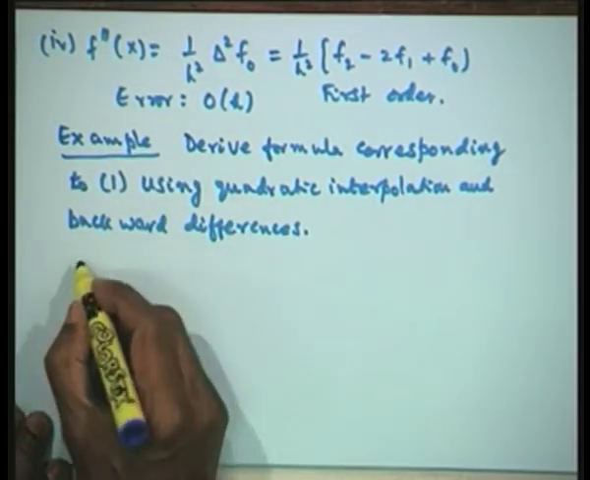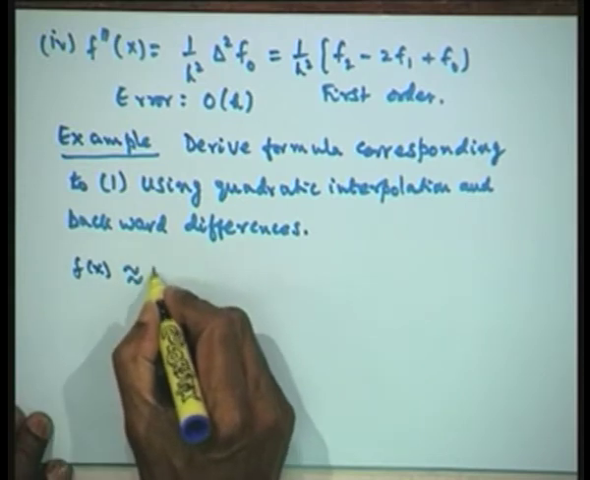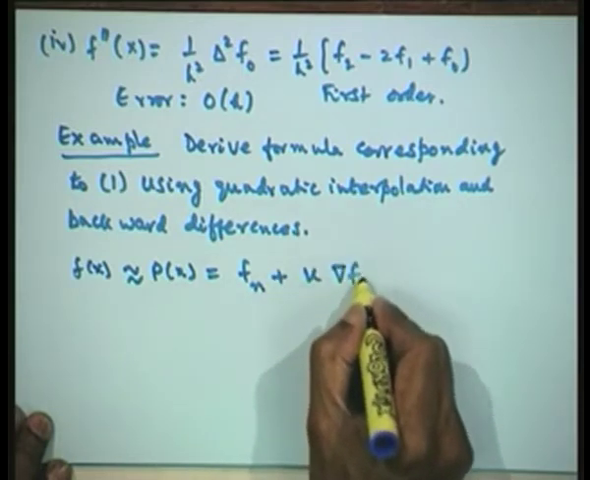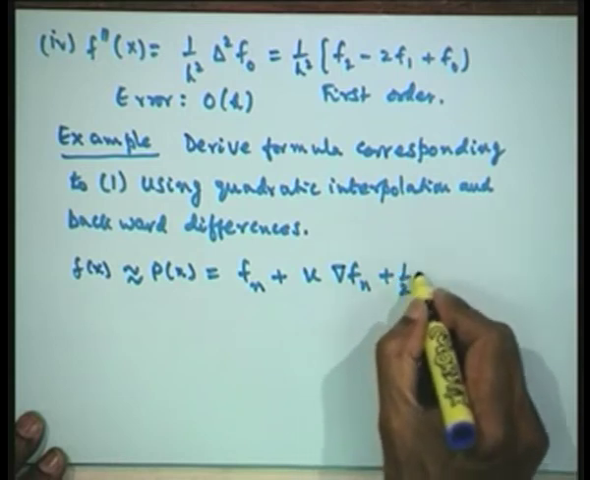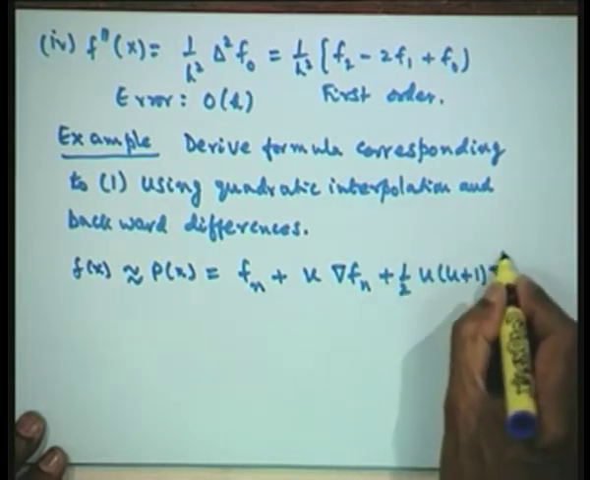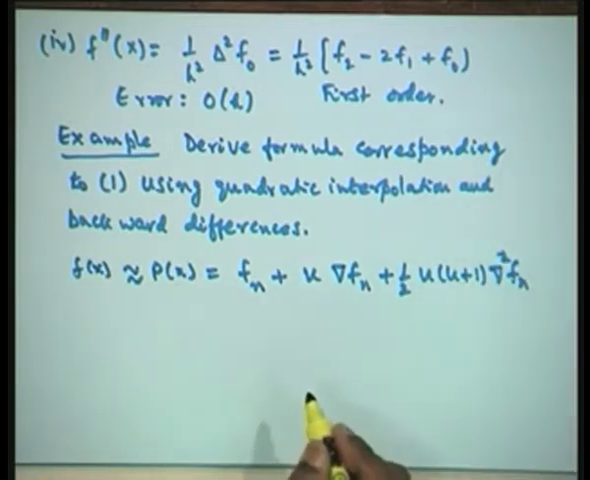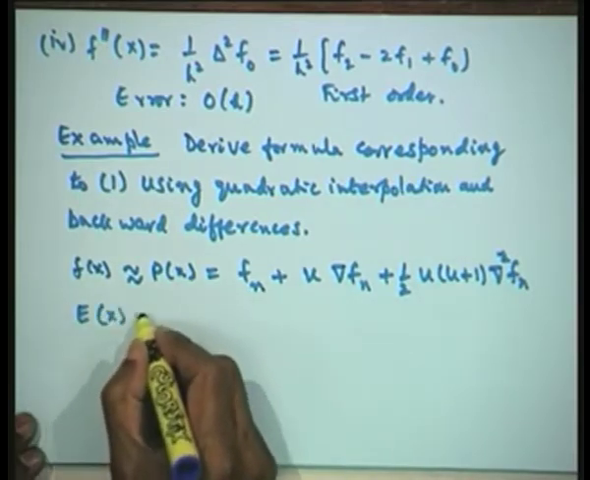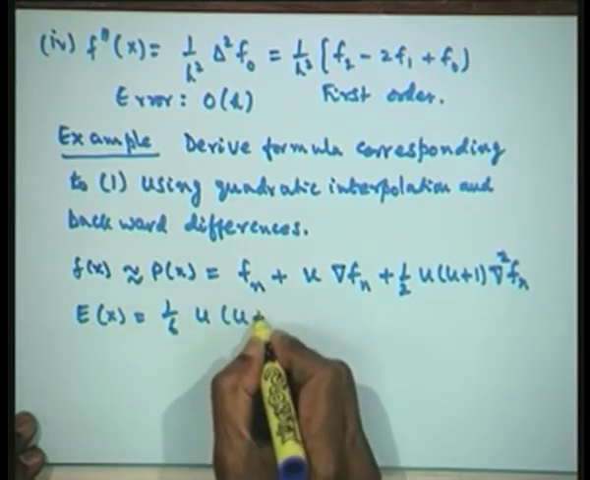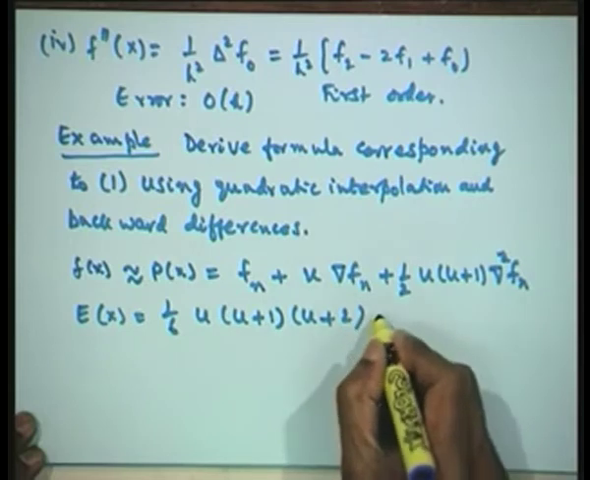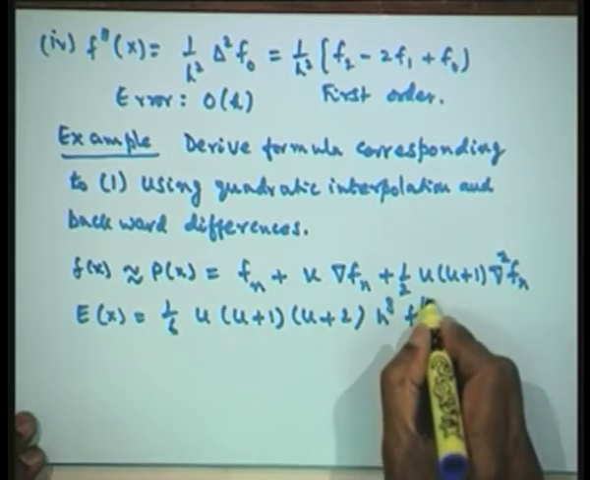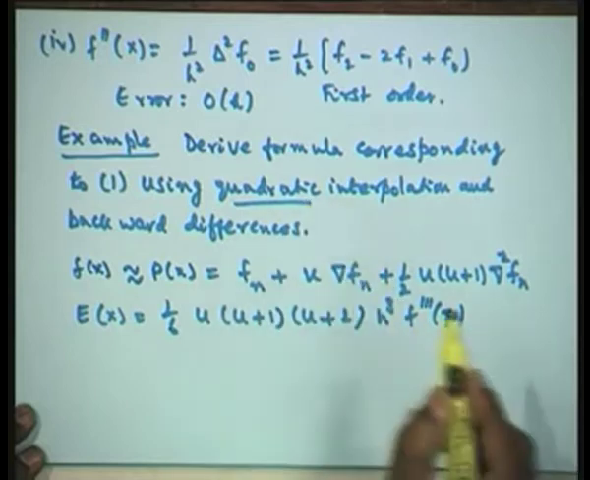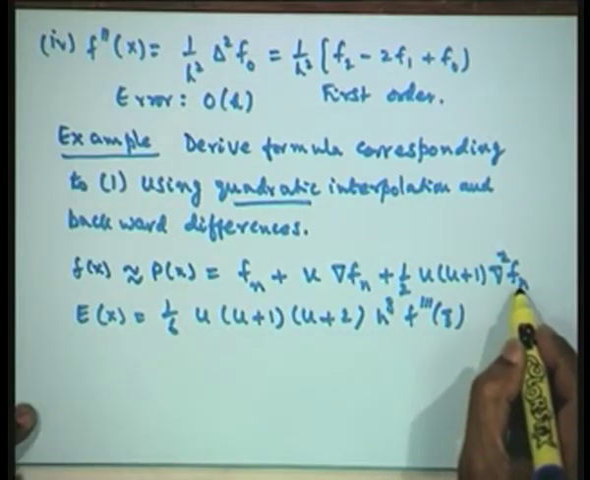Therefore, the starting point for this is again that we just write down the polynomial in terms of the backward differences. So, it will be f n plus u delta f n plus half u into u plus 1 delta squared f n. This is the formula that we have derived for Newton's backward difference formula, and the error for this was derived as 1 upon 6 u into u plus 1 into u plus 2 into h cubed f triple dash of xi. It is a quadratic interpolation.